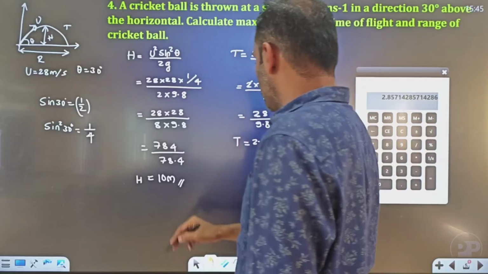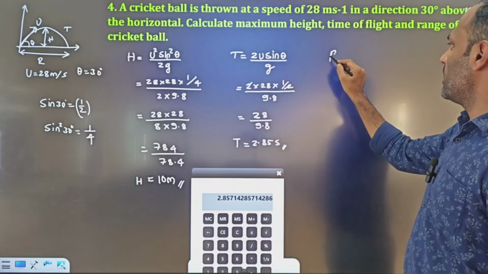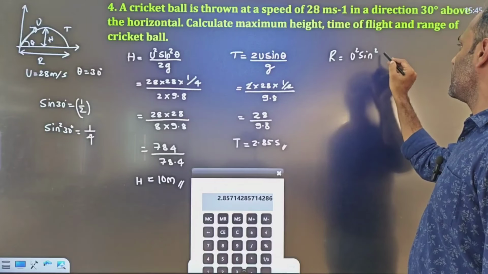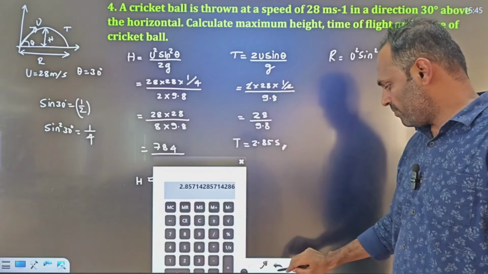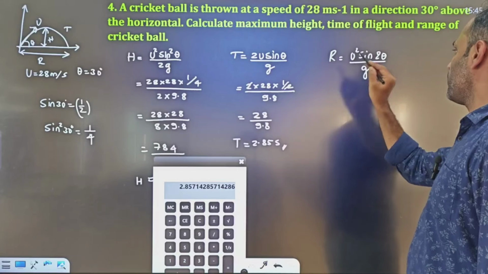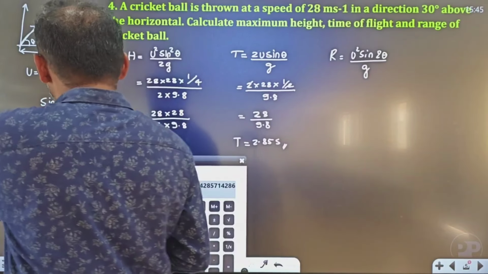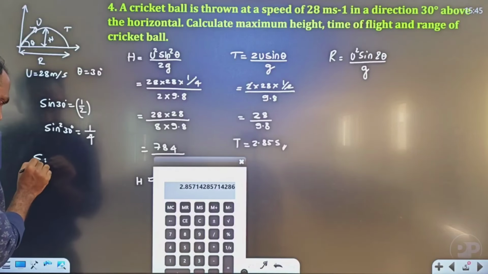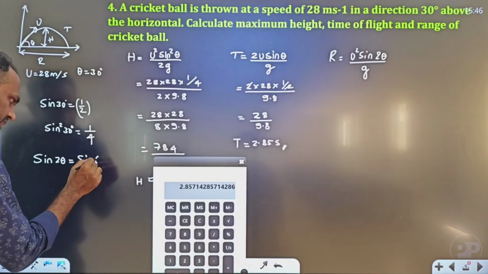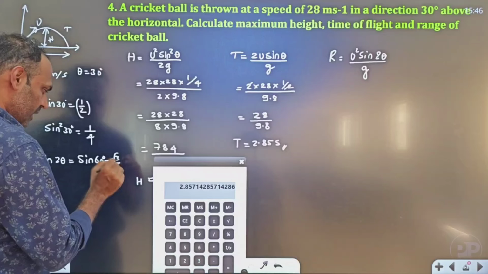Okay, we got height, we got time of flight. Next we'll calculate range. The formula of range is u square sin 2 theta upon g. Theta is given as 30 degrees, so sin 2 theta is sin 60 degree, and sin 60 degree is √3/2.